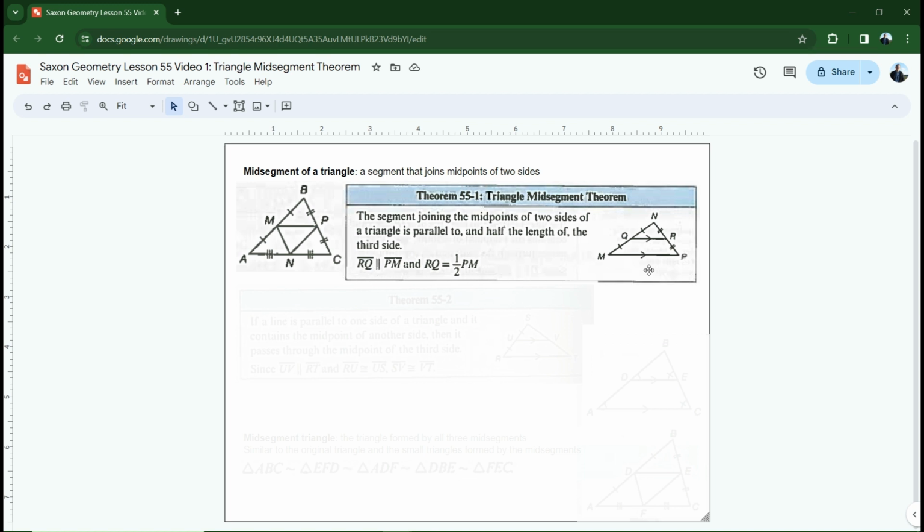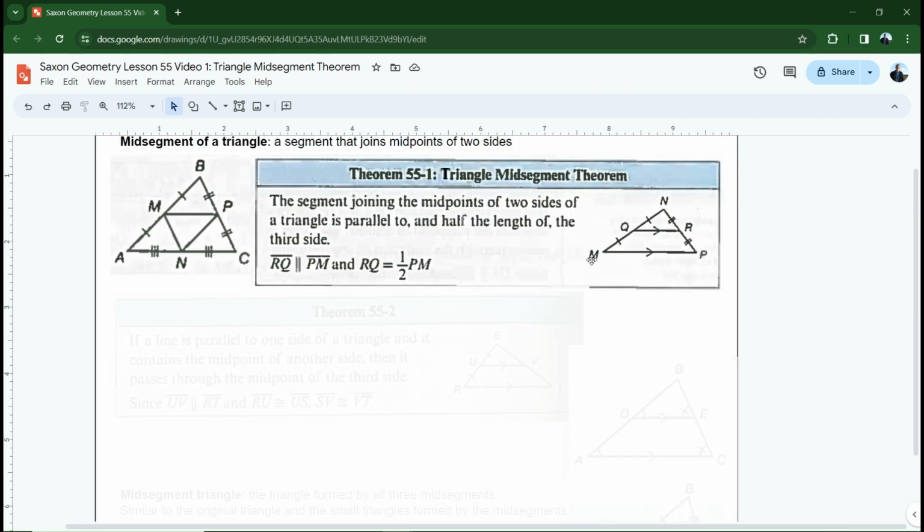Also, I just want to point out, here is a triangle that has just one midsegment drawn. And you can easily conclude that this midsegment here is half the length of the bottom side.